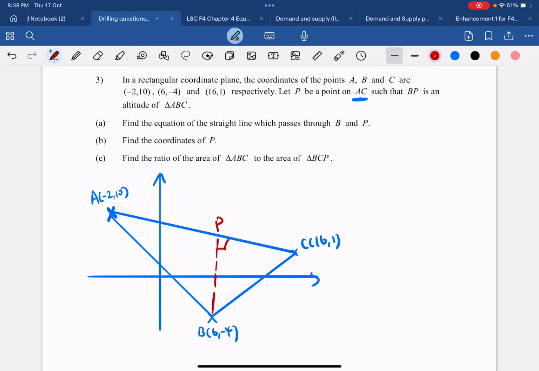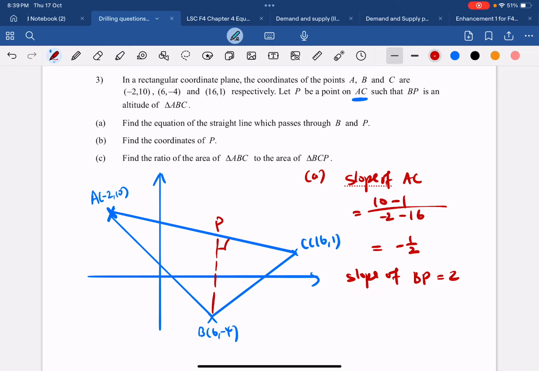Height. 垂直㗎嘛，你高一定要垂直，OK? So find the equation that passes through B and P. So easy, right? Again, find the slope of AC first. So the slope of AC would be 10 minus 1 over negative 2 minus 16, which is negative 1 over 2. Which means the slope of BP would be 2, because negative 1 divided by negative 1 over 2.